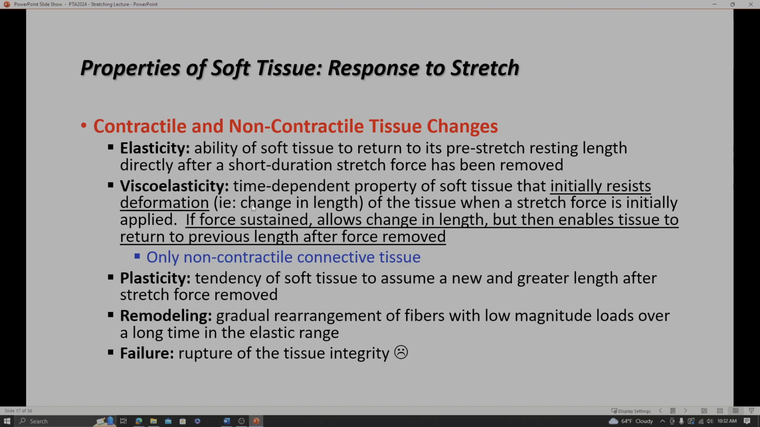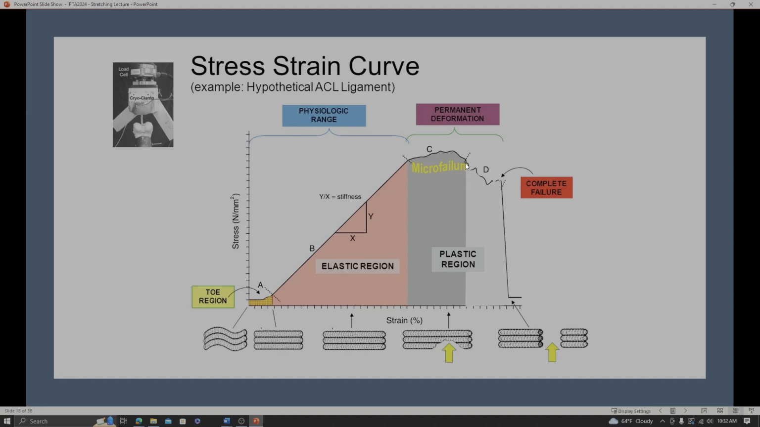viscoelastic principles where if we sustain the force over a period of time, we can change the length. But if we don't take it to the plastic region and incur some small microfailure, we need to incur this so that when it remodels itself, it remodels itself within the shape, with the level of movement or mobility, or newly found mobility, that we want to maintain.